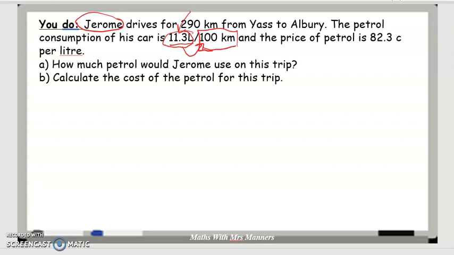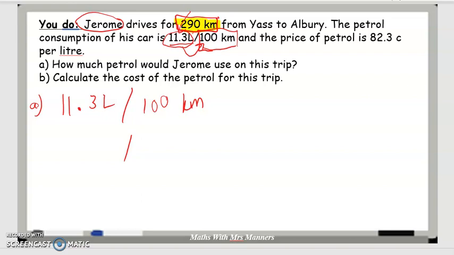And the price of petrol is 82.3 cents per litre. So how much petrol would Jerome use on this trip? Well, let's get this rate down that we've been given. This rate tells me about petrol consumption. Now, Jerome is driving from Yass to Albury, but this is the important stuff. He's travelling 290 kilometres. That's what I really have to focus on.